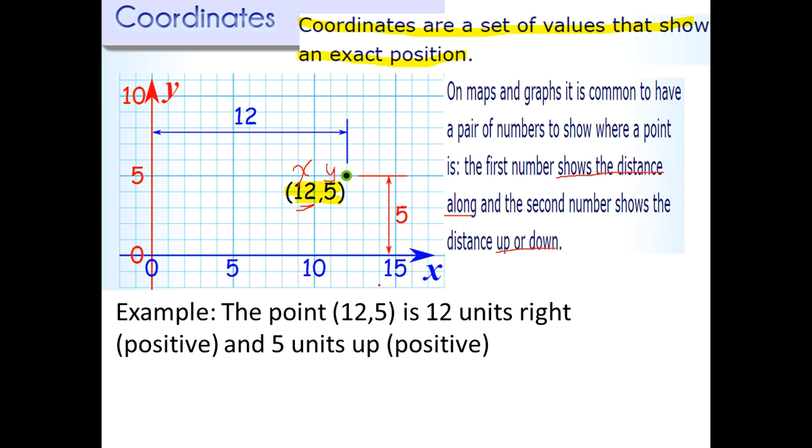So this point, 12,5, is 12 units right because it's positive, and 5 units up because it's positive as well. That's exactly this point right here. So I would count 12 units. 1, 2, 3, 4, 5, 6, 7, 8, 9, 10, 11, 12 units. And then 5 up. 1, 2, 3, 4, 5. And they come together right here.